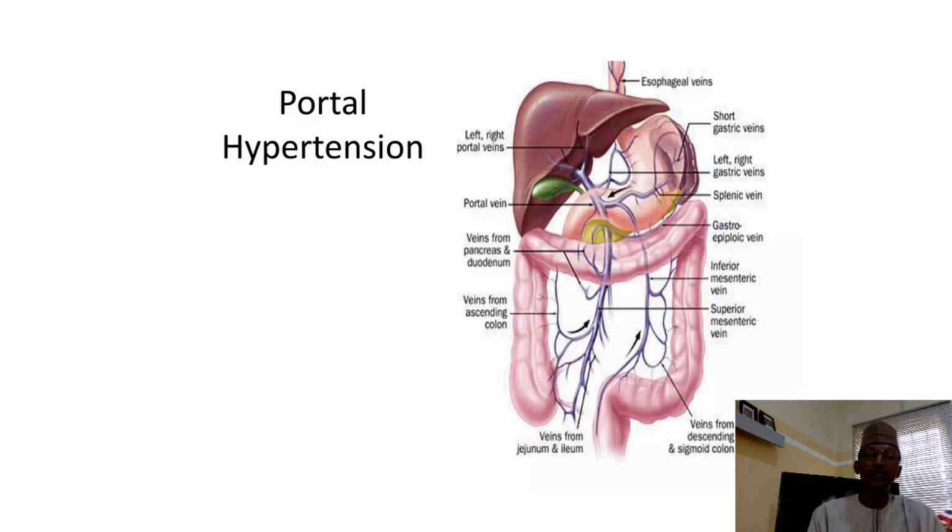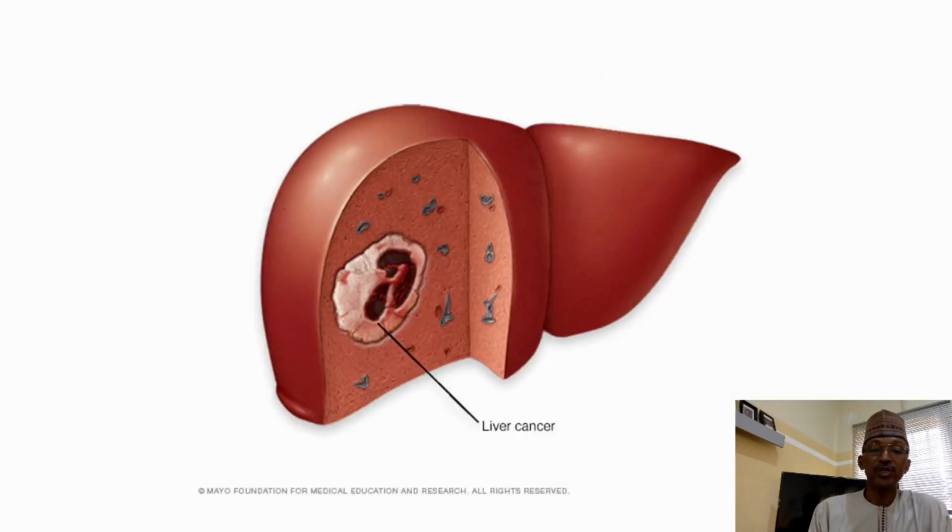So this is just a slide trying to show the portal vein formation and how it is likely going to cause the caput medusae. This is just a slide showing the dead liver cells. This is a liver cancer. So the liver cells, the hepatocytes around this area, they are all destroyed by the cancerous cells of the liver.